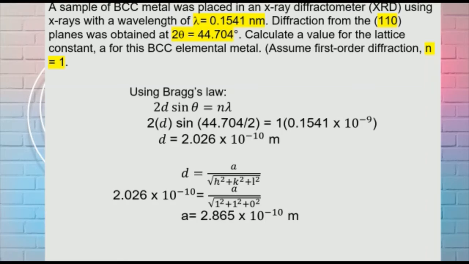The interplanar spacing in a cubic material is given by d equals a over the square root of h squared plus k squared plus l squared. So substitute the value of d in this equation, and then we get the answer of a equal to 2.865 times 10 to the power of negative 10 meter.